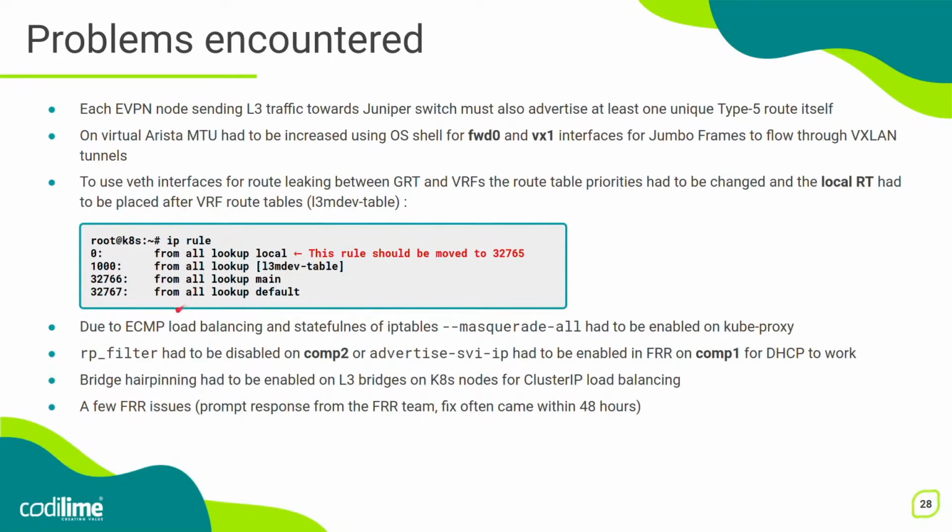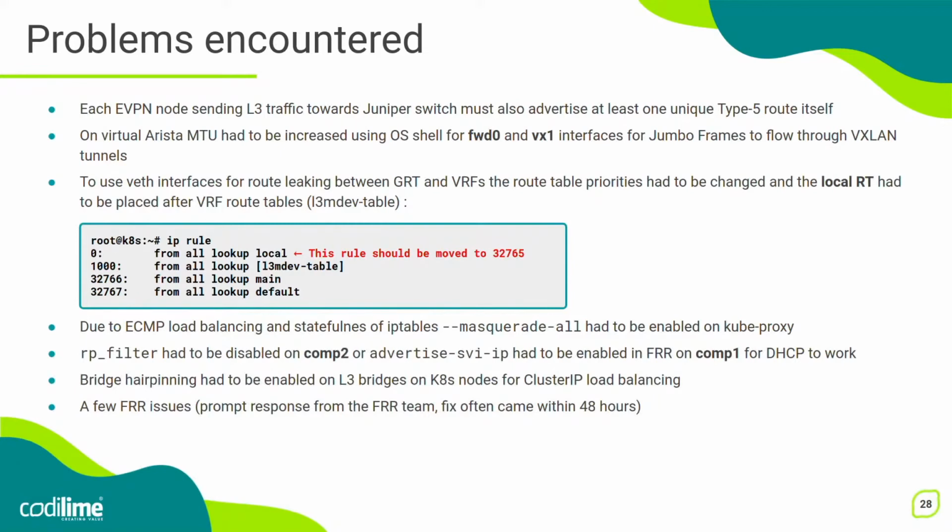Another thing that we discovered is that due to ECMP load balancing between Kubernetes nodes and the fact that iptables that are used by kube-proxy are stateful, the parameter masquerade-all has to be enabled on kube-proxy to have services working properly. Another thing that is discovered is that the reverse packet filtering has to be disabled on compute node 2 or the SVI IP address has to be enabled just for DHCP to be working.